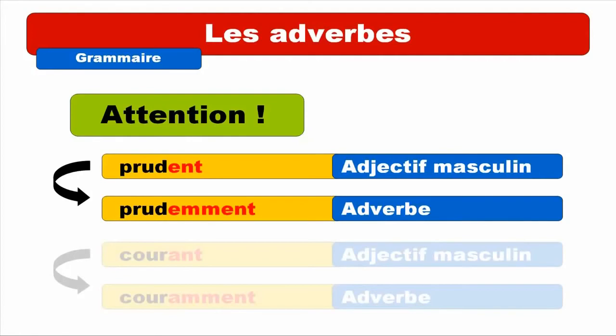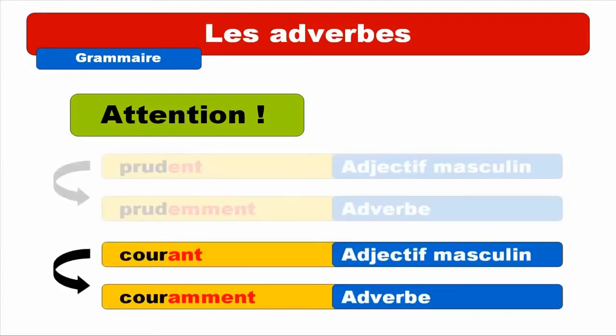So let's pronounce together. First we'll pronounce the adjective. It's prudent. Repeat. Prudent. And then the adverb now is prudemment. Repeat. Prudemment.